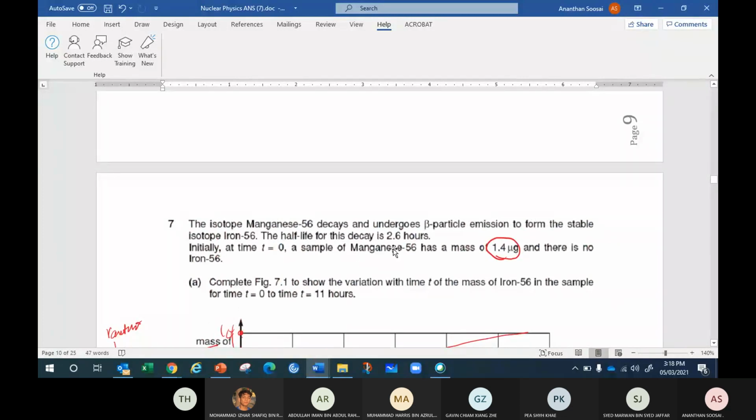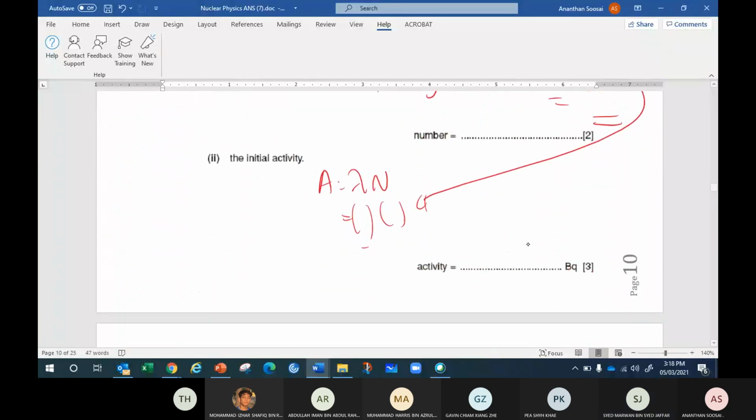Oh, more work. They give half-life, 2.6 hours. So extra work. Before you use A equals lambda N, you find the lambda first. What is lambda? Ln 2 over half-life. Do you want to put it in seconds or days? Better you put the half-life in seconds, because we want to get lambda in per second so that we can use this formula. Whatever days you multiply by 24 times 60 times 60 to get seconds. Then the lambda will be in per second.